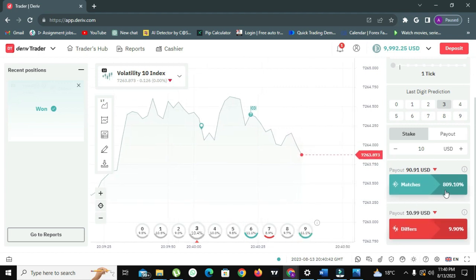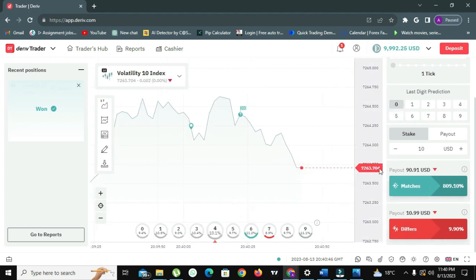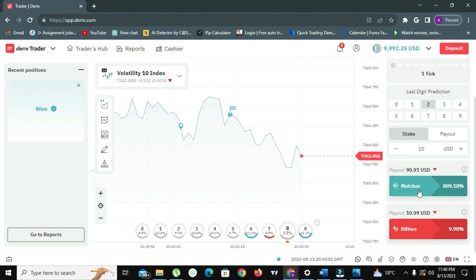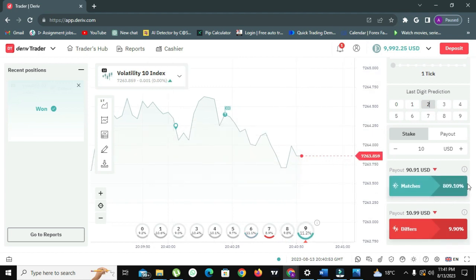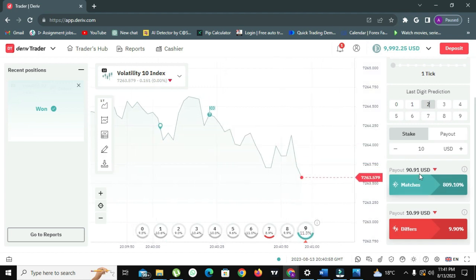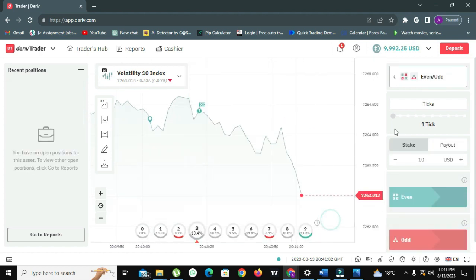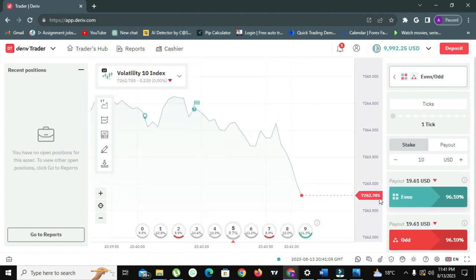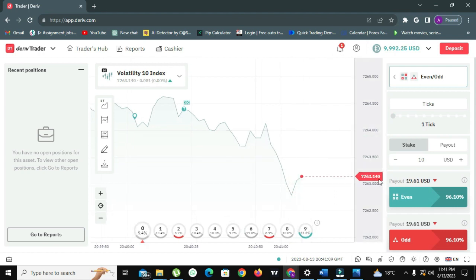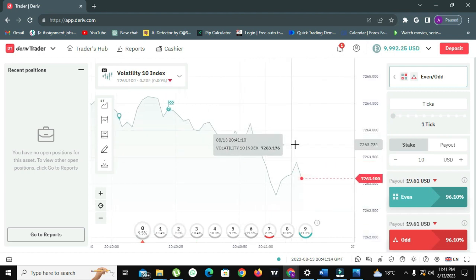Now there are also matches. With matches, you predict that the last digit will be, say, 0 or 1 or 2, and in most cases, unless you have a very good strategy, you're gonna lose this because these digits are random. They do not follow a particular pattern. Other than that, we also have even and odd. You predict that the last digit will be either even or odd. There's no way to tell. The best way to go is play with the numbers and hope that they go in your favor.